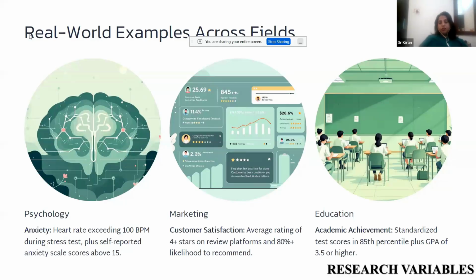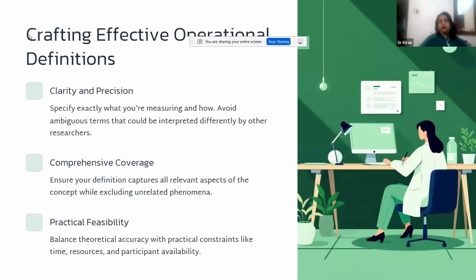So, examples across fields. Real examples are given: for anxiety, heart rate exceeding 100 bpm during a stress test. Marketing, an average rating of 4 plus stars or 80% likelihood to recommend. That could be your real world example. Education, the 85th percentile, plus a GPA of 3.5 or higher, whatever the benchmark is. These are the examples given for the quantitative approaches when we talk about quantitative operationalization. Now, how to craft them, that means how to actually make a note of it.